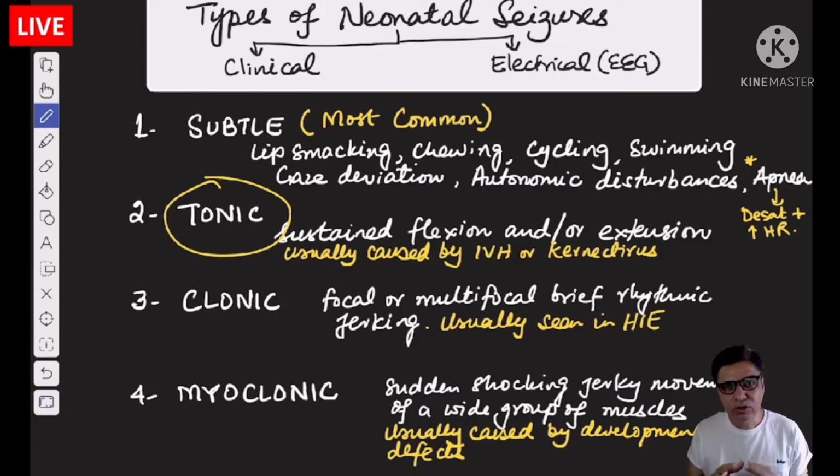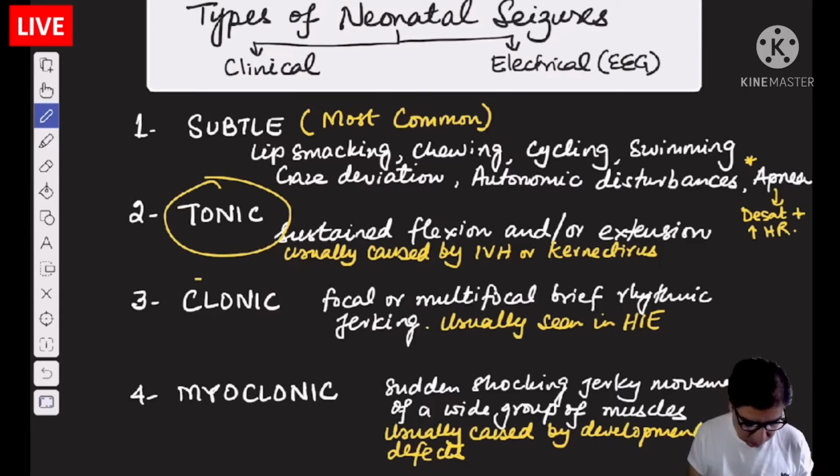And usually tonic seizures are caused by intraventricular hemorrhage. This is more common in premature neonates, or it is caused by kernicterus, which is basal ganglia or neuronal damage caused by hyperbilirubinemia of the neonates.